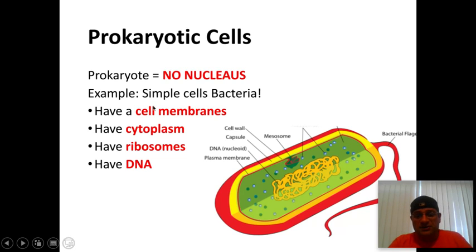They will have a cell membrane, which is the outside of the cell. It keeps the stuff from inside the cell from getting out and stuff from outside getting in. They'll have the cytoplasm, kind of like the middle of the body. It'll have ribosomes. It'll also have DNA. The DNA is just kind of mixed in with everything.